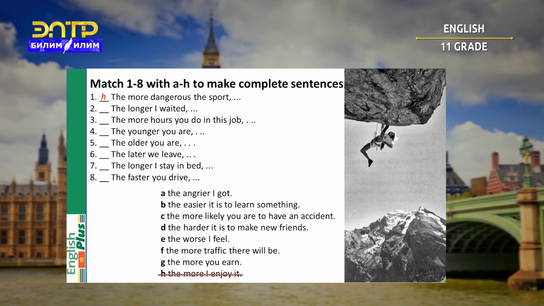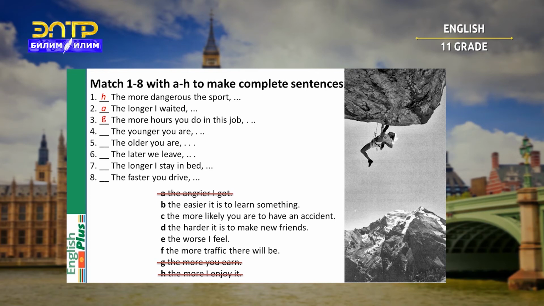Well, it's time to check your answers. Let's look at the second sentence. The longer I waited, the angrier I got. The answer is A, right. Sentence number 3. The more hours you do in this job, the more you earn. Right. The answer is G.